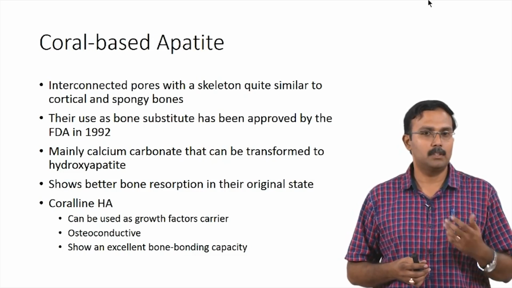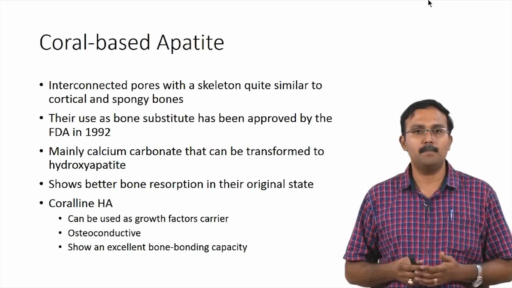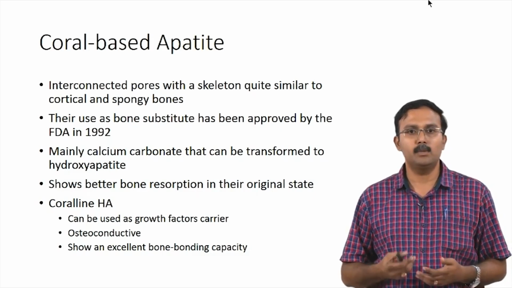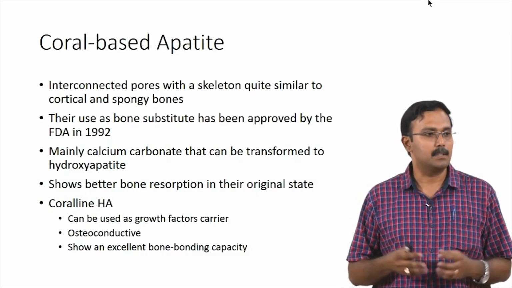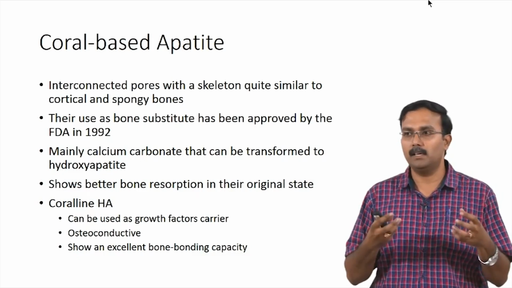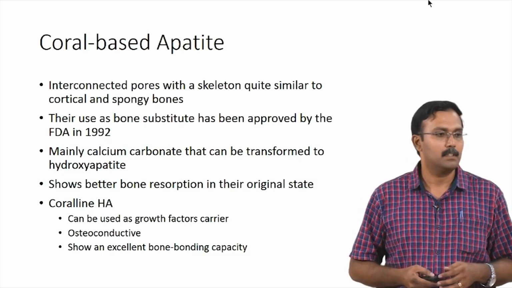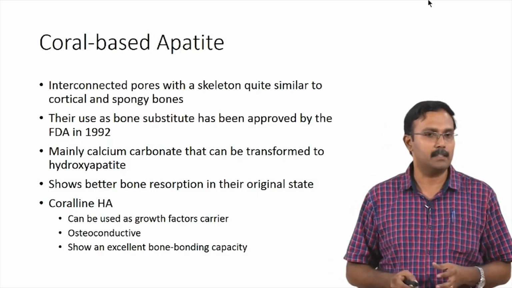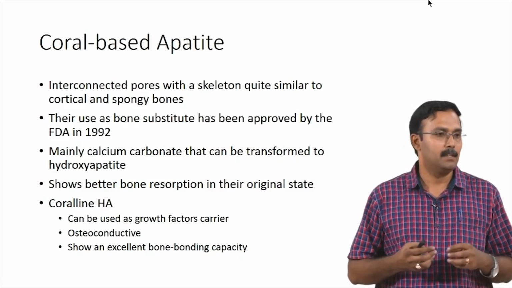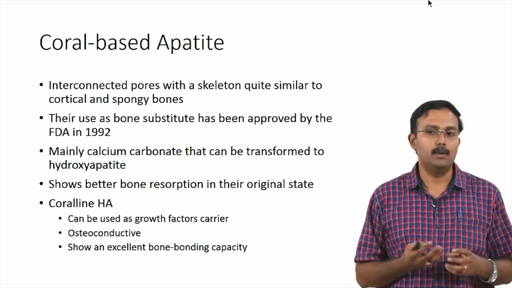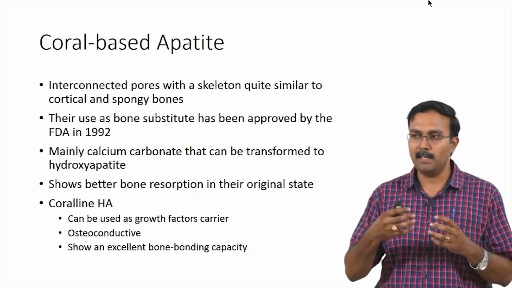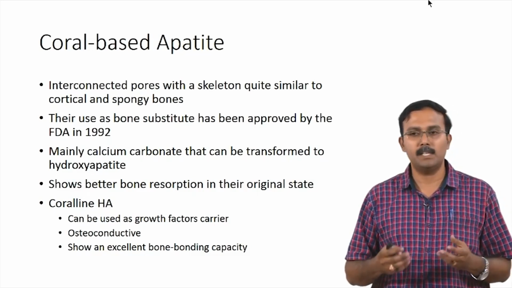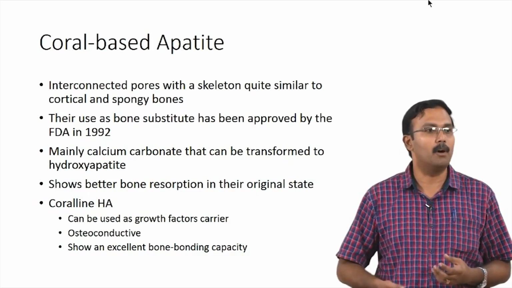This coral based hydroxyapatite can be used as growth factor carriers, and it has been shown to be osteoconductive, and it shows excellent bone bonding capacity, in the sense that it can actually bind with the bone and form one entity. There are some terminologies which you should know: osteoconductive and osteoinductive. Osteoconductive is when bone ingrowth is allowed. Basically bones which are being formed can grow into the scaffold which you are placing. Osteoinductive is something which can trigger osteogenesis or new bone formation.